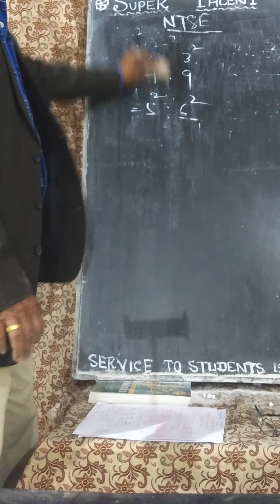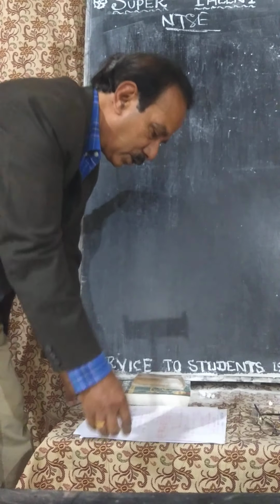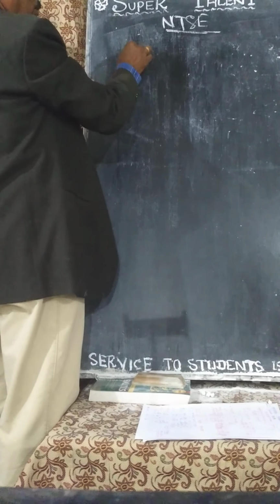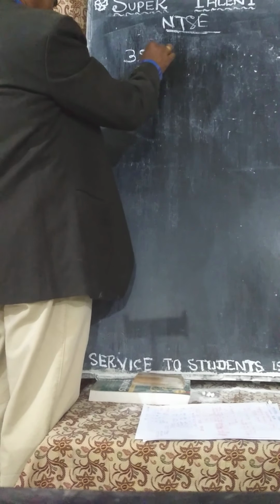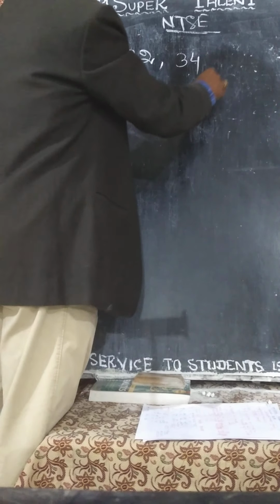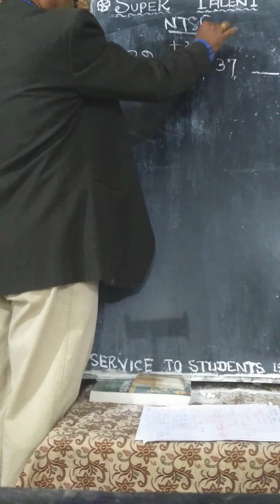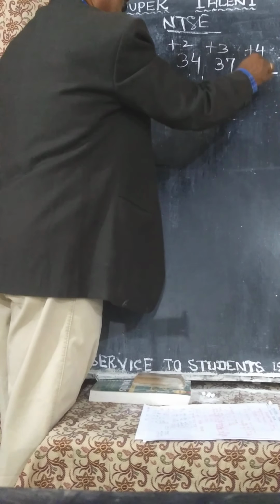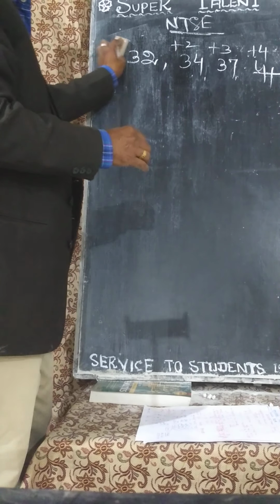Now I will give you some logic after practicing, so you can just see the questions. Different logic, just to see the questions. Suppose I give you 32, 34, 37, dash. You see, 32 plus 2 is 34, plus 3 is 37, then plus 4 is 41. Like this it will continue, so there is no problem.